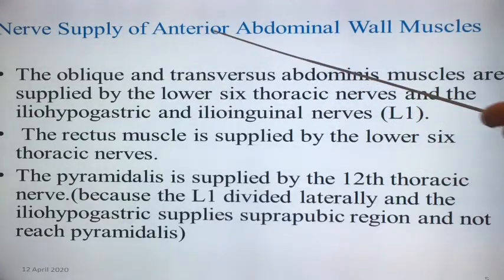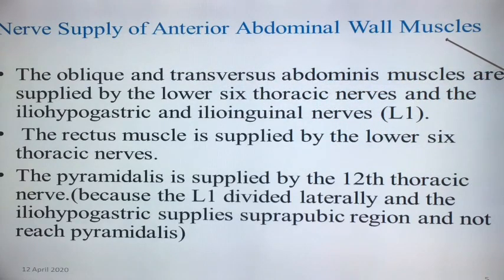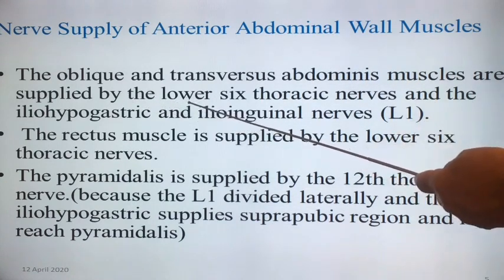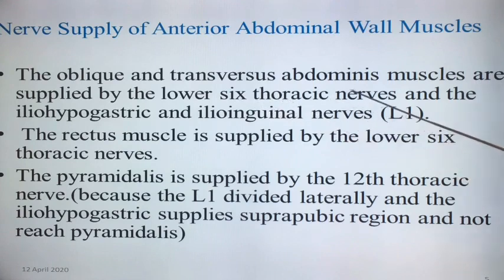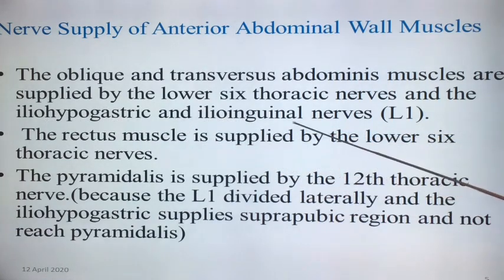The nerve supply of the anterior abdominal wall. These muscles are supplied by the lower 6 thoracic nerves and L1. What do I mean by L1? Lumbar nerve. The L1 divided into 2 nerves, into iliohypogastric and ilioinguinal. I will discuss it.